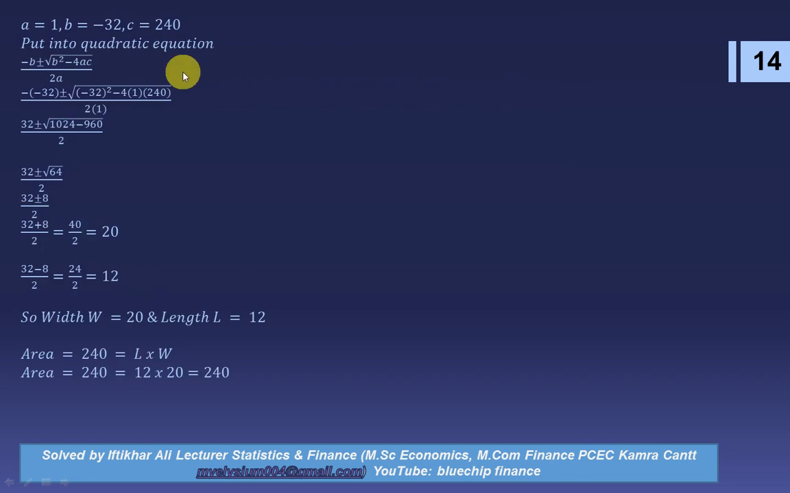So after putting the values into the quadratic equation, one value will be 20 and the other value will be 12. Because we were solving for W, the first value represents the W, that is width, and the second value will represent length, that is 12, and you can prove the answer: 20 multiplied by 12 equals 240.